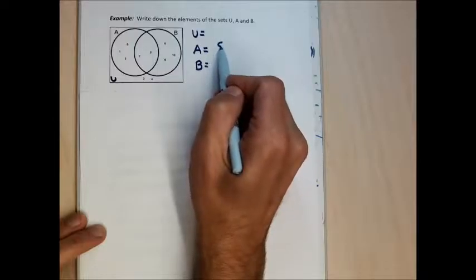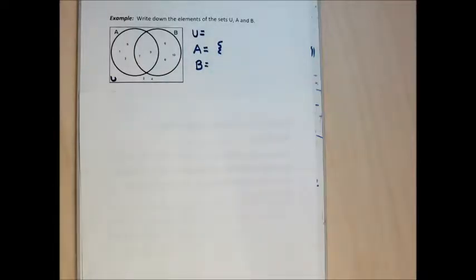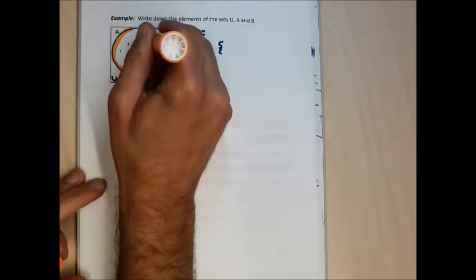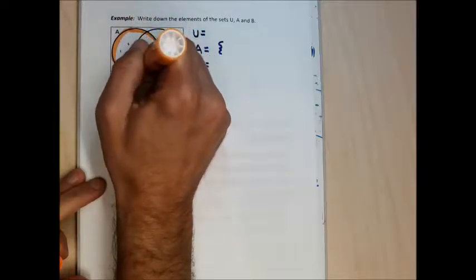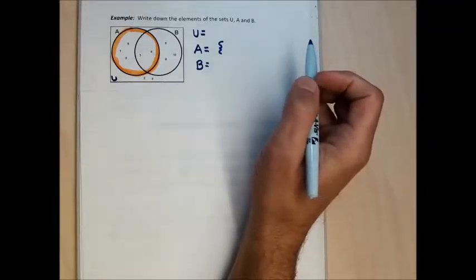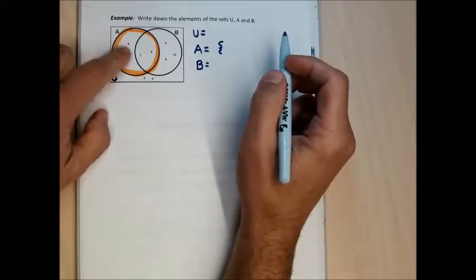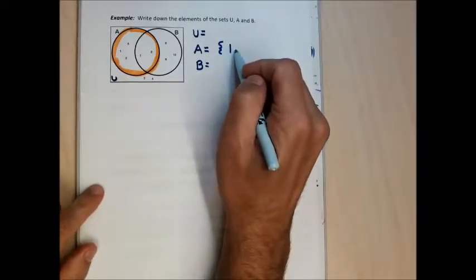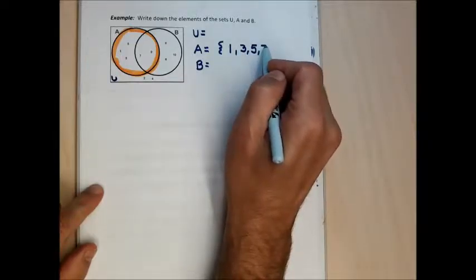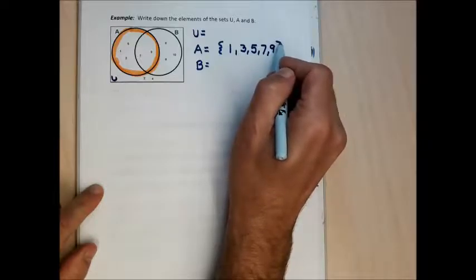And for me, it's probably easiest to get the elements of set A and set B, and then I'll work on the universe. So set A, the elements in set A would be anything that's inside the circle that represents set A. So if I look at the inside of that orange circle that I just drew, any number inside that circle is an element of set A, and I see 1, 3, 5, 7, and 9. So I'm going to say set A contains the numbers 1, 3, 5, 7, and 9. So this is a roster listing of all the elements in set A.